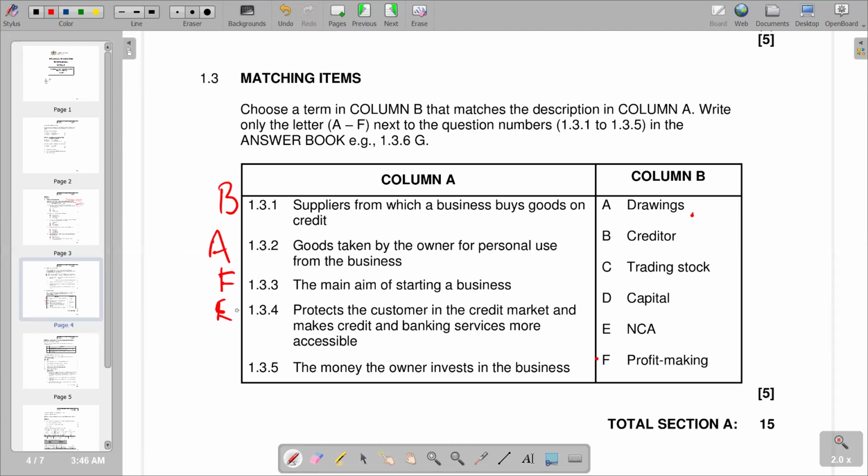Then 1.3.5, the money the owner invests in the business, so that's capital. We know it's capital, then it's got D there, is our correct response. So basically, that's what we have, guys, according to this video. So we can just try to correct here. 1.3.4 saying protect the consumer credit. We are saying NCA, which is E. So maybe we can just present our E in a more visible way. We have E. So this is what we have, guys, according to this video.